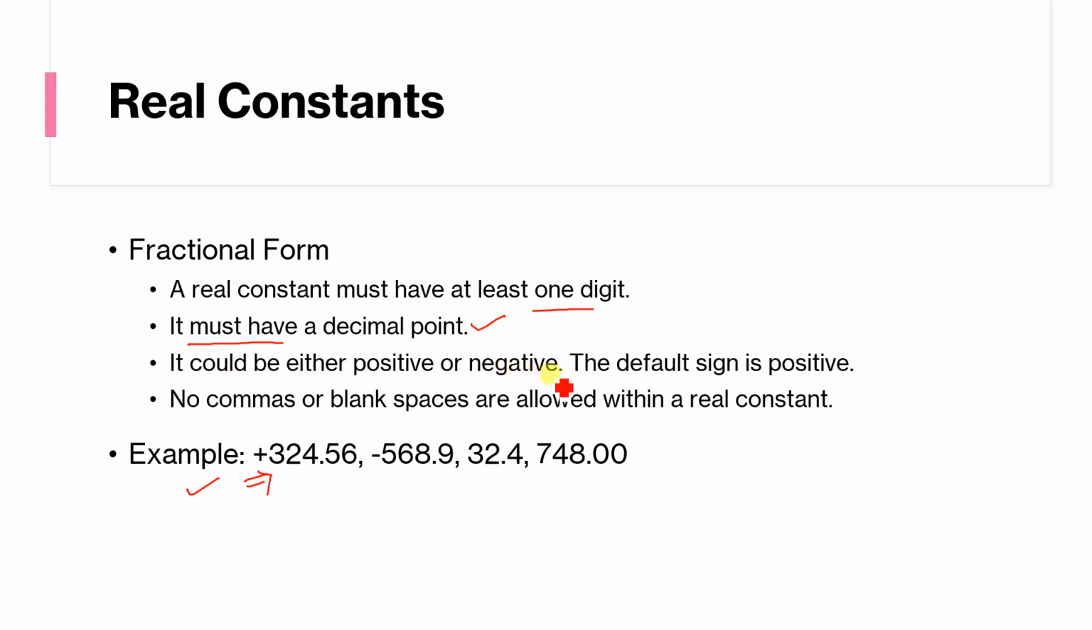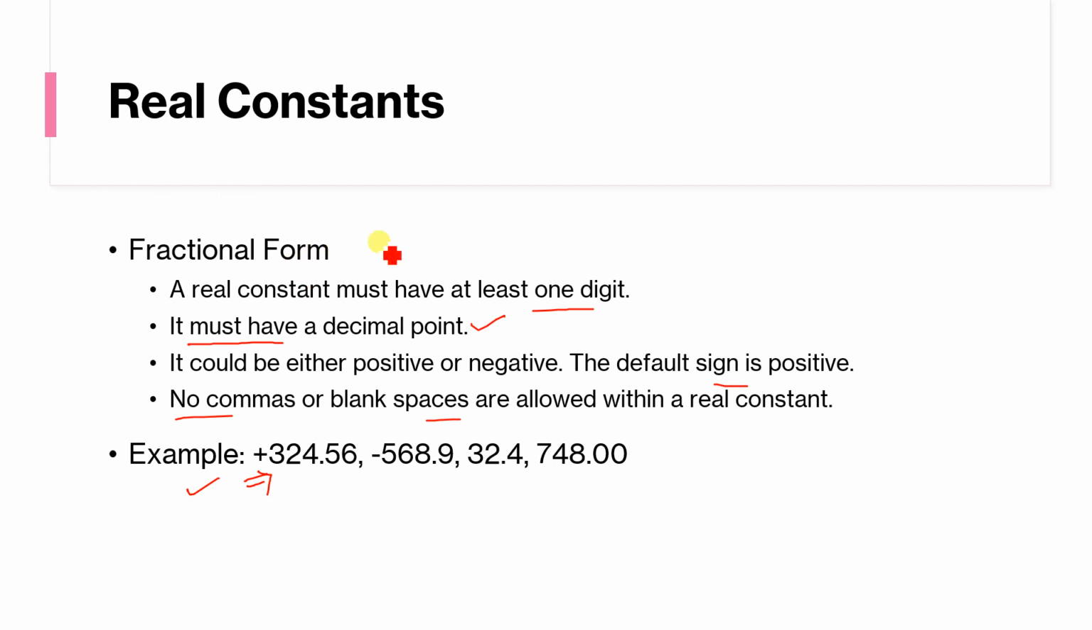It could be either positive or negative, and if you are not mentioning any symbol or any sign, then the default sign will be positive. And the final one is, no commas or blank spaces are allowed within a real constant. So you have to follow these rules whenever you are writing or using a real constant in your program.